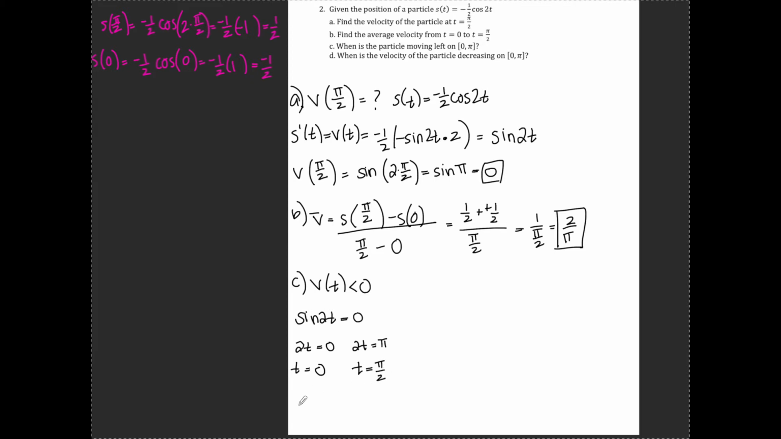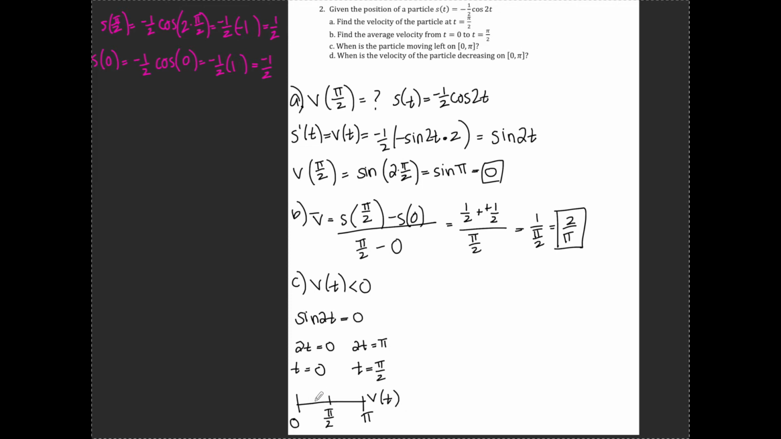And now I'm going to stick those on a number line. The interval that they gave me is 0 to pi, so I do have endpoints on here. The only critical value now that I can put in here is pi over 2. Now, if I test values in here to figure out positive and negative, let me also label this V so I know what I'm plugging into. So I'm plugging into V.